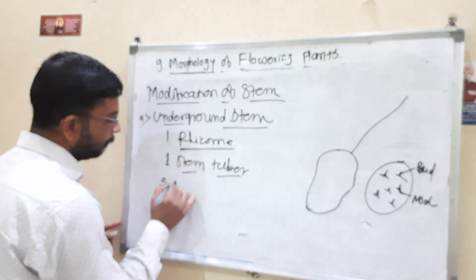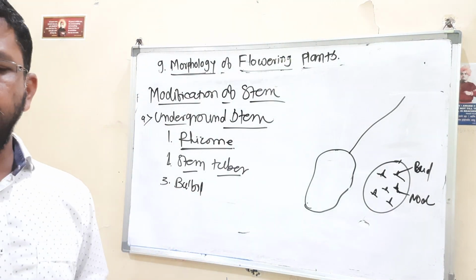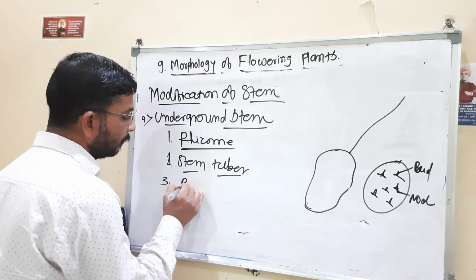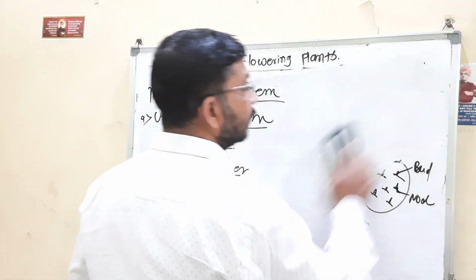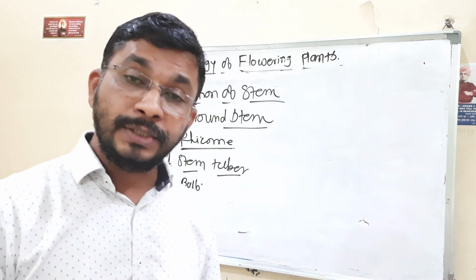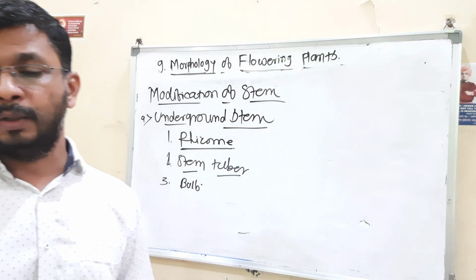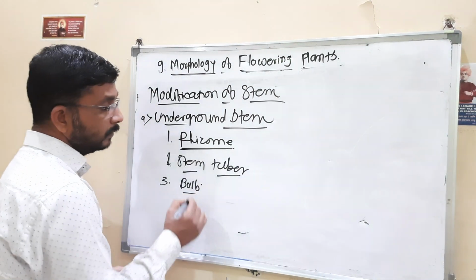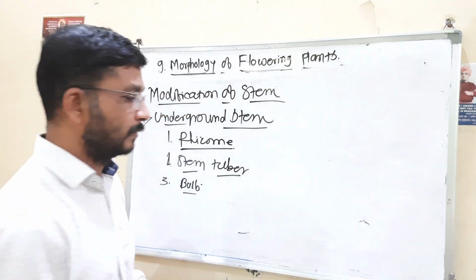Then next is bulb. B-U-L-B. Bulbil is another point. What is bulbil? At your home, inside the kitchen, you find garlic. We find onion. Then in that onion, we find that the stem gets a discoid structure.